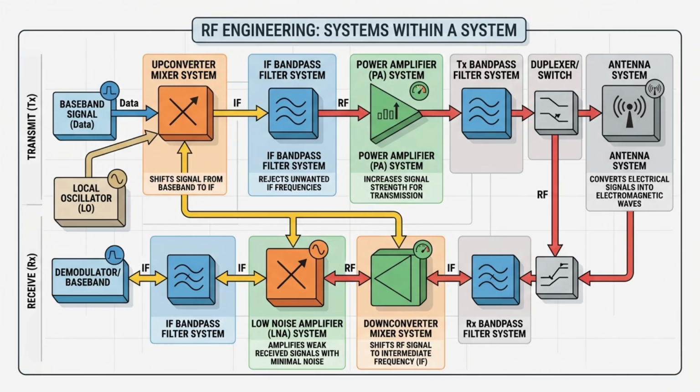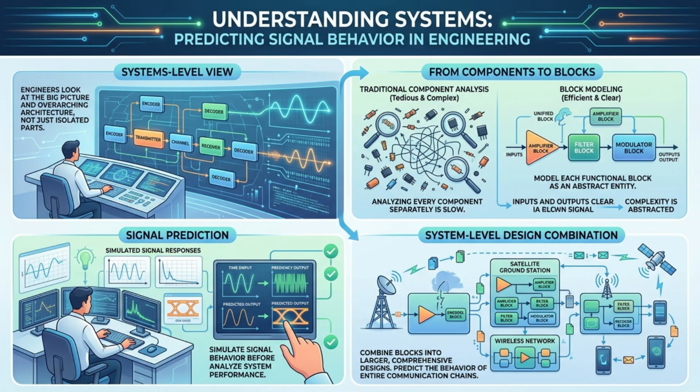Systems are everywhere in RF engineering. Amplifiers increase signal strength, filters remove unwanted frequencies, mixers shift signals between frequency bands, and antennas convert electrical signals into electromagnetic waves. Each of these components can be analyzed as a system. Understanding systems allows engineers to predict how signals will behave as they move through complex communication chains. Instead of analyzing every component separately, engineers can model each block and combine them into larger system-level designs.